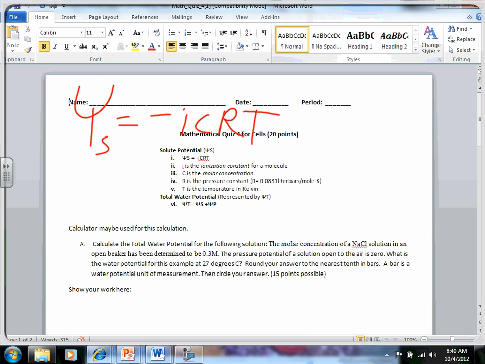All right, so the equation for solute potential is negative iCRT. That should be a capital C. It looks kind of like the lowercase, but capital. Now I want to talk about each part of this. You need to know this equation. You need to know how to find each part of it. Let's first of all talk about the i part. As you can see on this handout, the i stands for ionization constant.